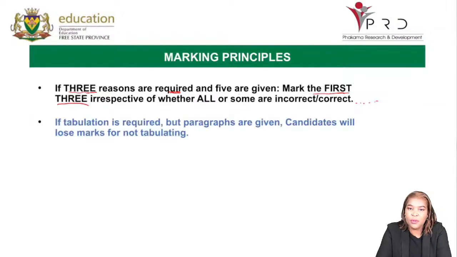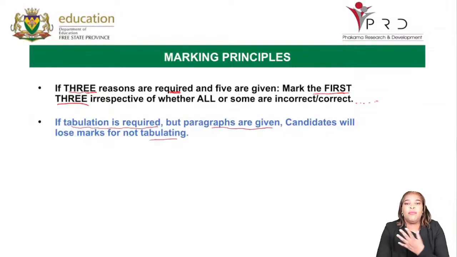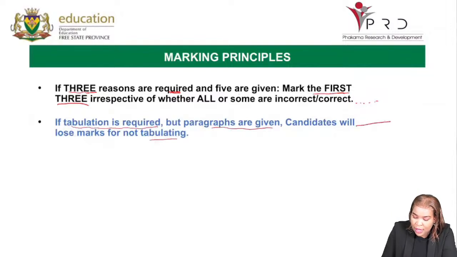Right. Another principle of marking is that if tabulation is required, but paragraphs are given, candidates will lose marks for not tabulating. You know, they will say, tabulate the differences between DNA and RNA. And then you decide to write that in a paragraph. You are going to lose that 1 mark for drawing a table. And remember, a table is something that has lines for the columns and lines for the rows. So it must not just be 1 line in the middle. There should be lines between the rows and lines for the 2 columns. Right, and then you're going to get 1 compulsory mark for drawing that table.